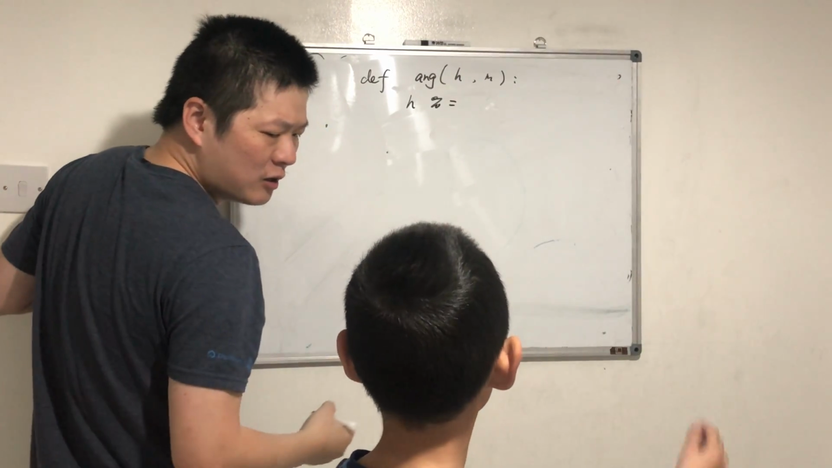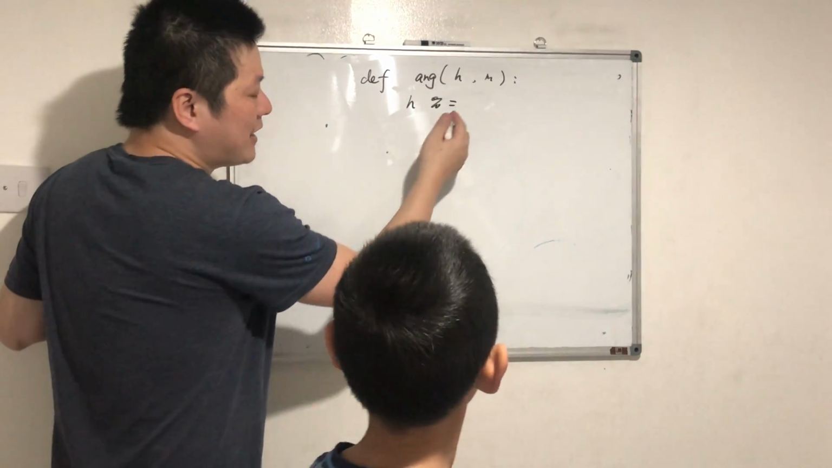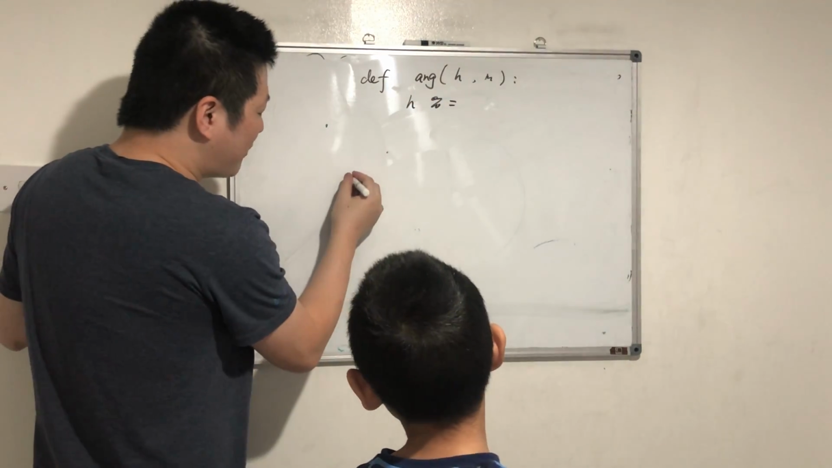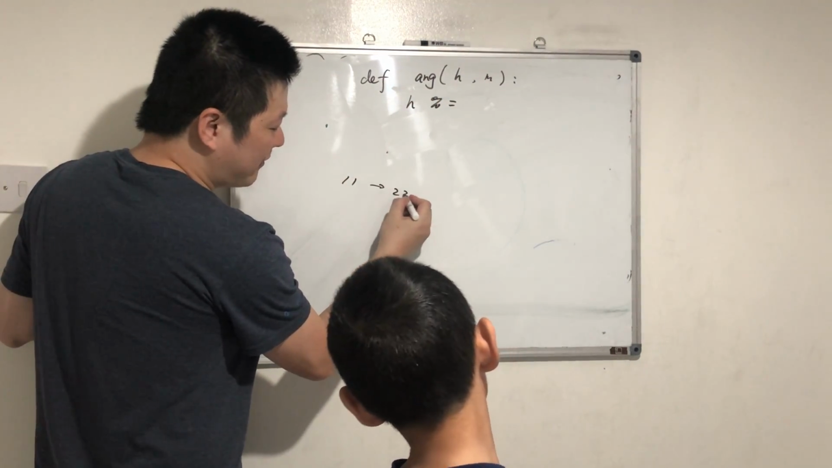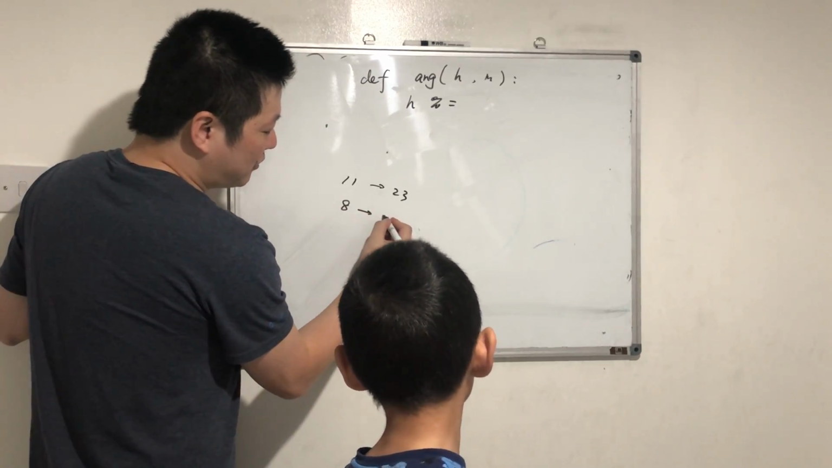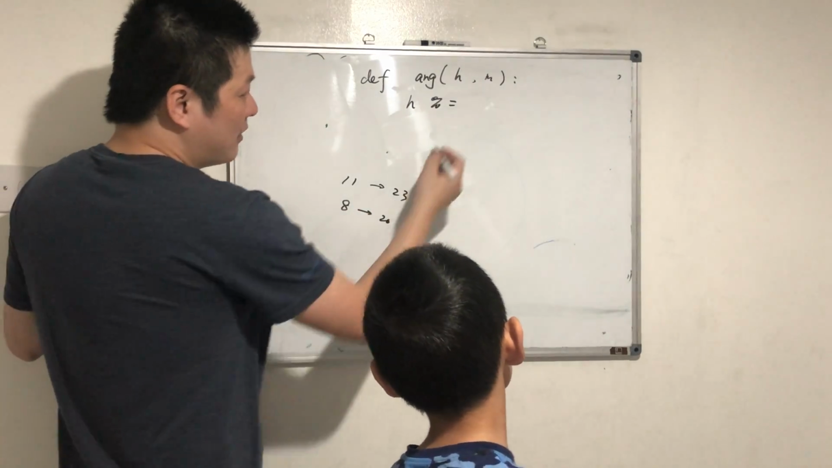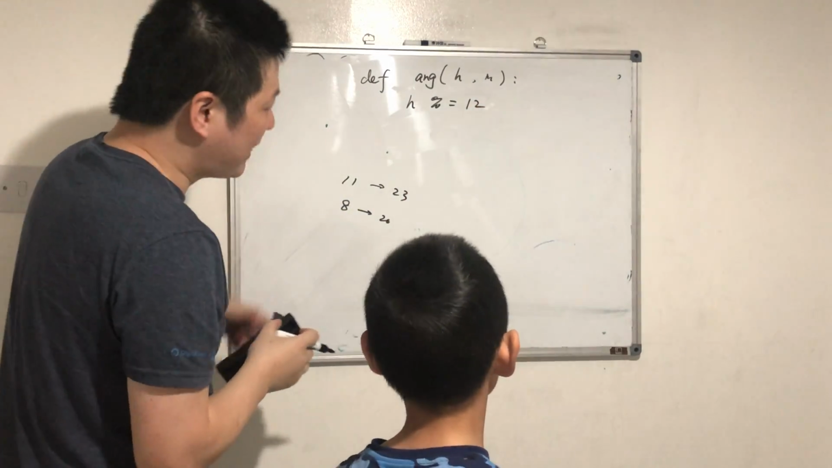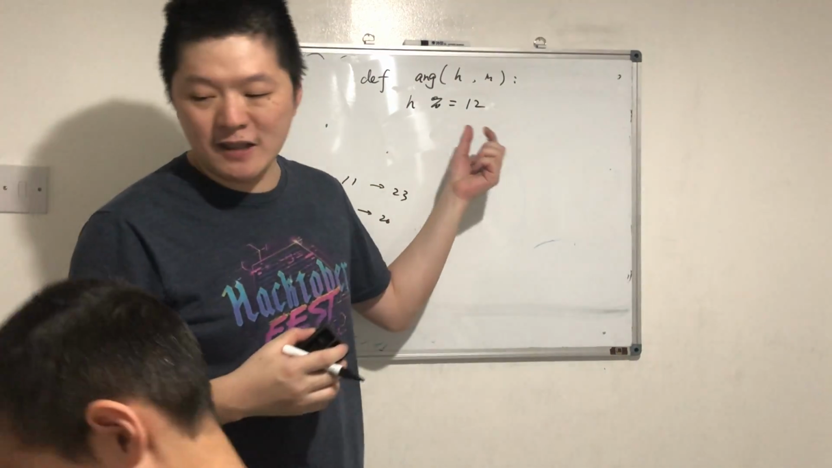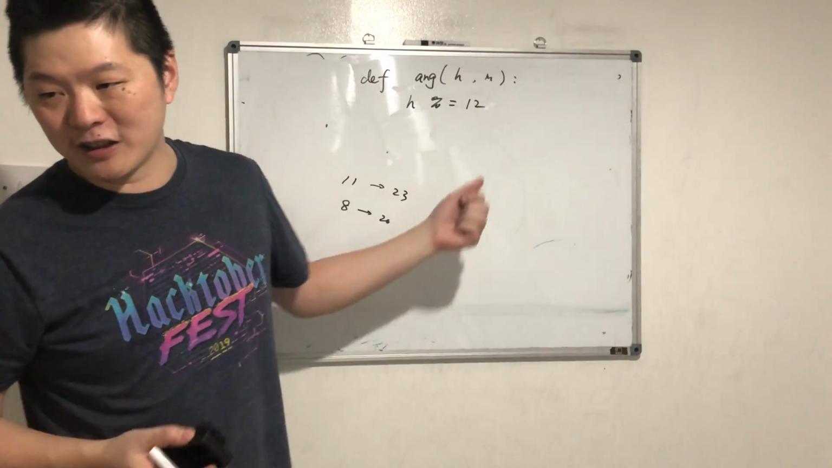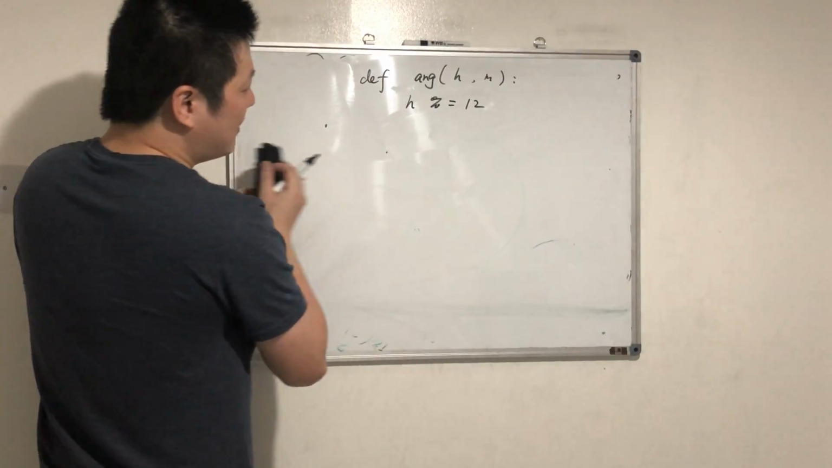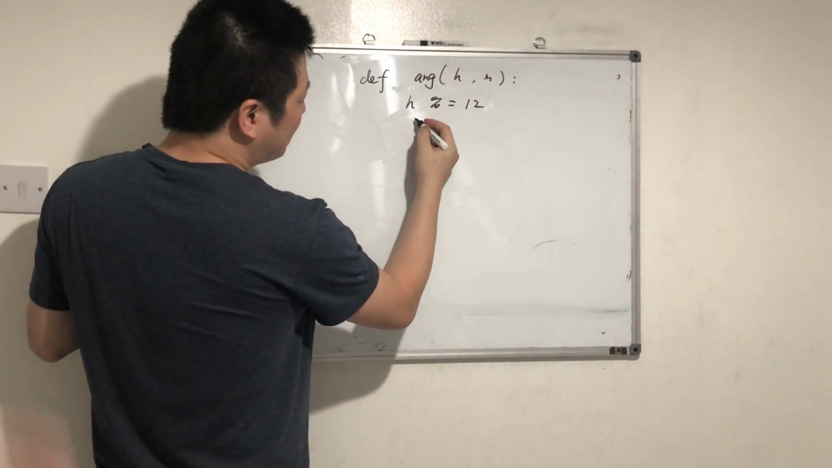We want to make this number between 0 to 12. 11 o'clock is equal to 23. 8 o'clock is equal to 20. Actual modular 12, so the h will become between 0 to 11. Okay. The angle, look.